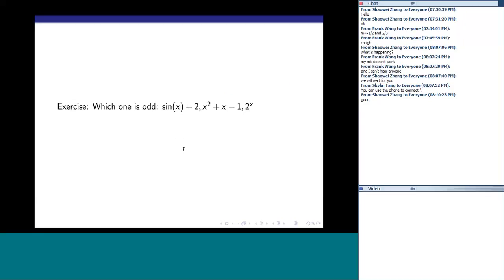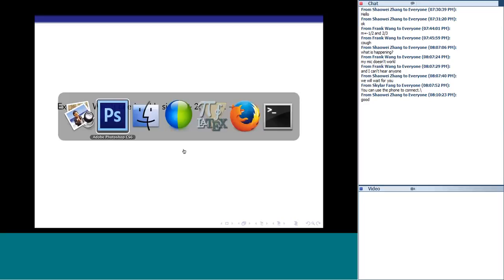Okay, now let's do the exercise. Which one is the odd function in this picture? Which one? Okay, you tell me the answer. Maybe write it down.